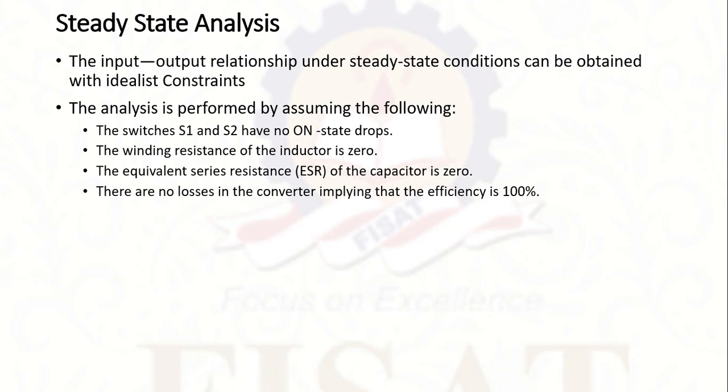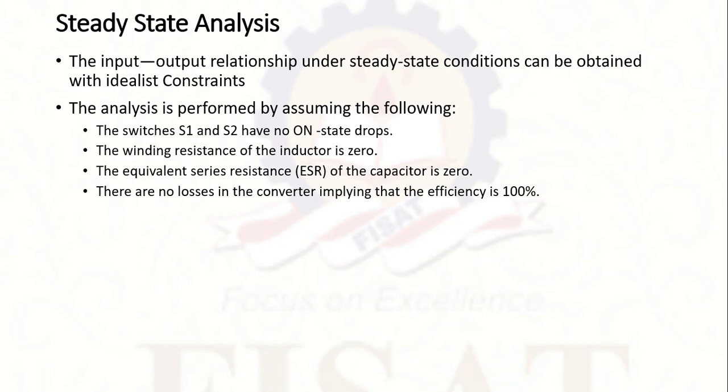Now we will see the steady state analysis of the buck converter, that is, the input output relationship. The input output relationship under the steady state conditions can be obtained by some ideal constraints. That is, we have to consider the following parameters. The switches S1 and S2 have no on state drops. That is, the on state resistance of S1 and S2 are 0.